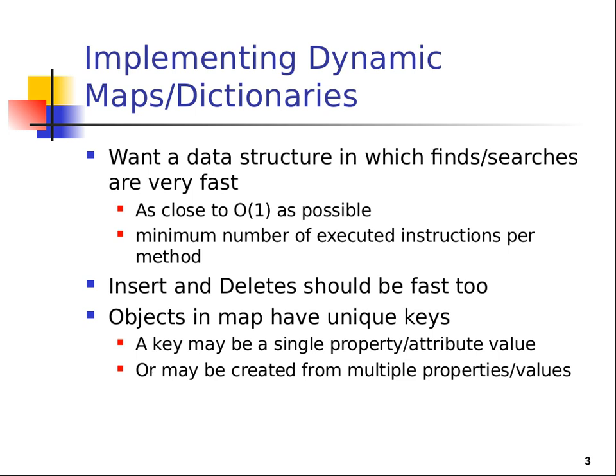All right, and of course, we want inserts and deletes to be fast too. Wow, we're demanding. And then objects in maps should have unique keys. We'll just say right now that all the keys are unique.